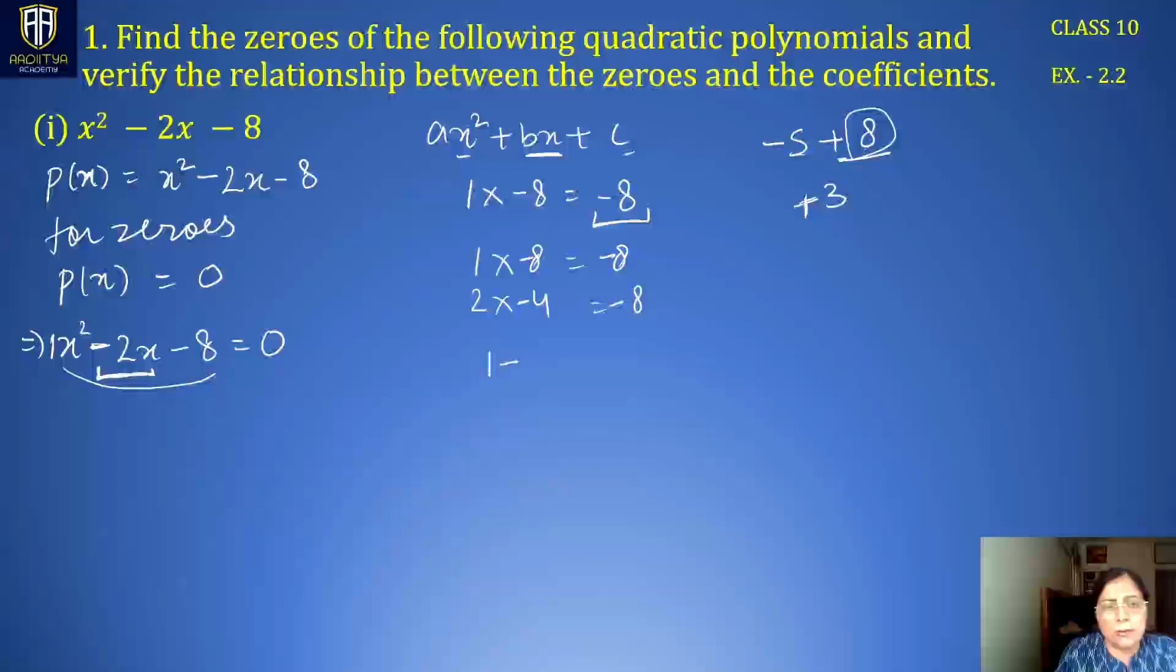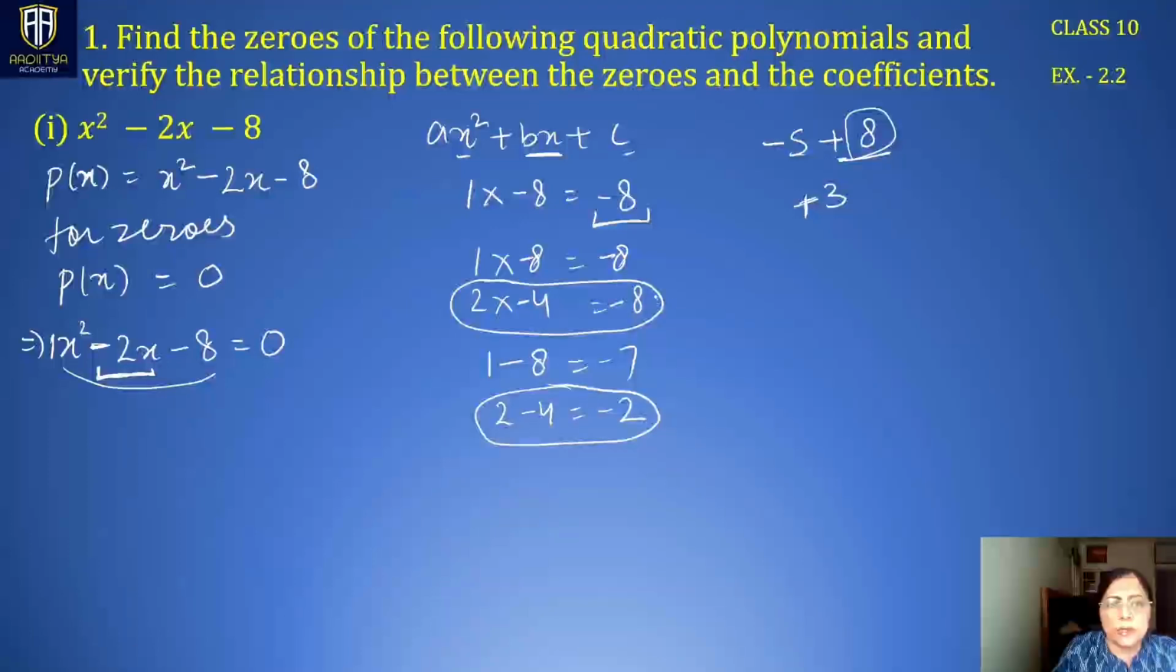Now I do the addition part. 1 added to negative 8 is negative 7. 2 added to negative 4 gives you negative 2. Right? So this is our pair, which gives negative 8 as a product and negative 2 as the sum. So our requirements are satisfied by this pair. Now I am going to factorize this polynomial. X square negative 2x can be written as positive 2x negative 4x, or it can be written as negative 4x positive 2x later. It will give the same result in both the cases. So this is our factorization.